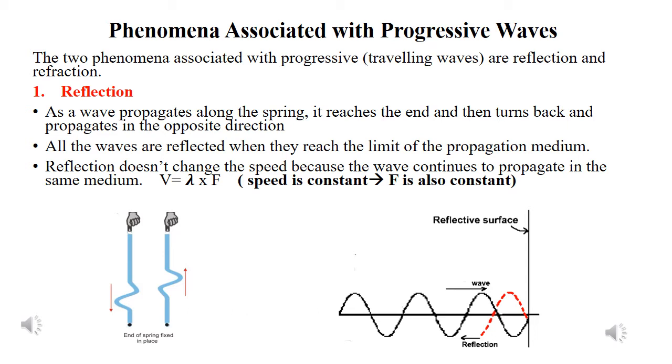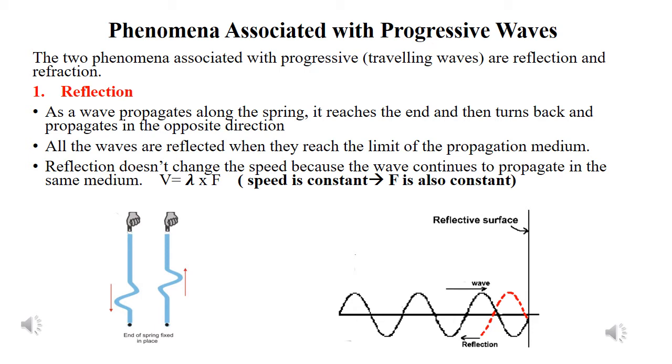Let's start with reflection. As a wave propagates along the spring, it reaches the end and then turns back and propagates in the opposite direction. All the waves are reflected when they reach the limit of the propagation medium. All the waves, this means mechanical and electromagnetic waves, are reflected. However, they must reach the limit or the end of the propagation medium. Look at the first picture. When the propagating wave reaches the end of the spring, it doesn't stop. However, it turns back and propagates in the opposite direction.